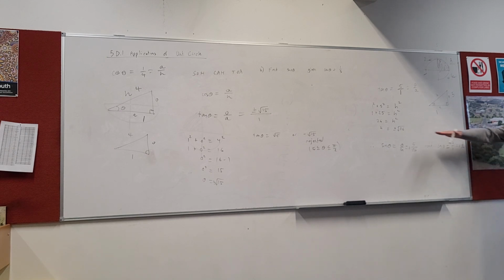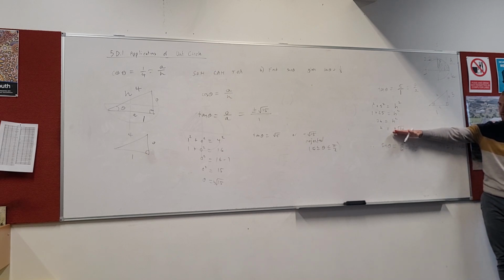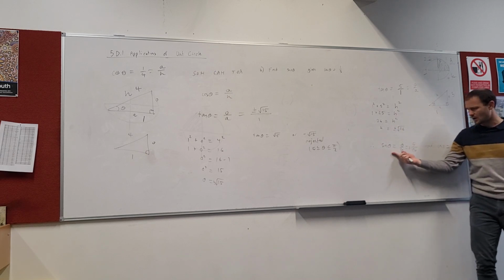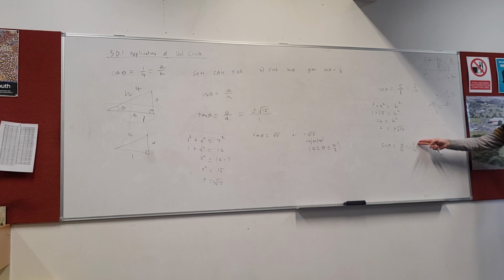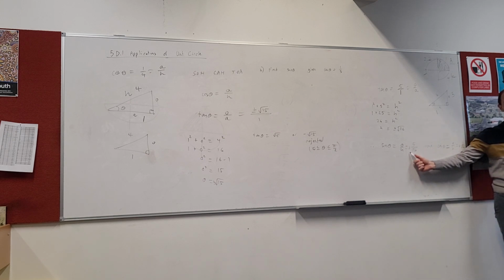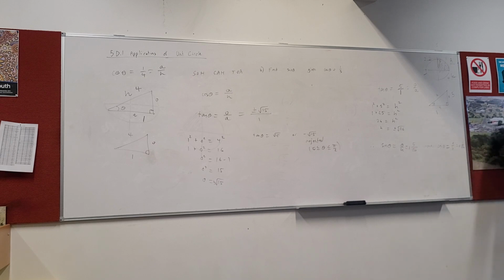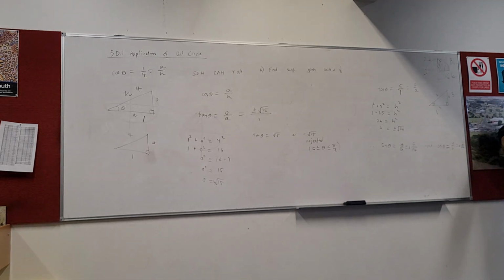So we found H, okay, and then I've said, what are we trying to find? We're trying to find sine theta. Sine theta is O on H. All right, so O divided by H is the 5 on top of square root of 26, plus or minus, okay? Because we're told tan theta is positive 5.